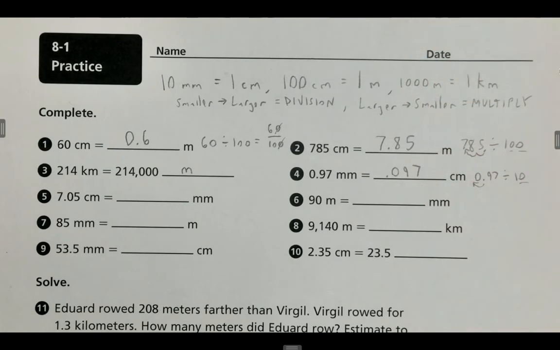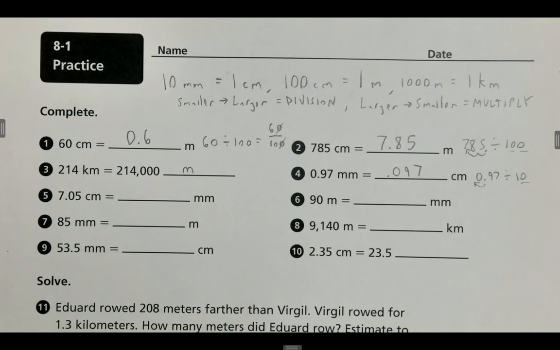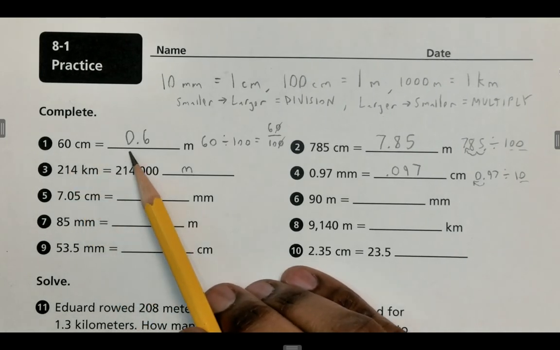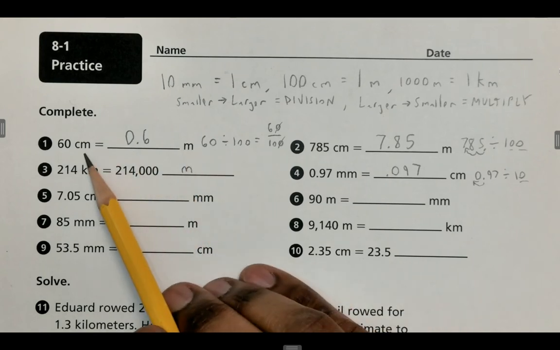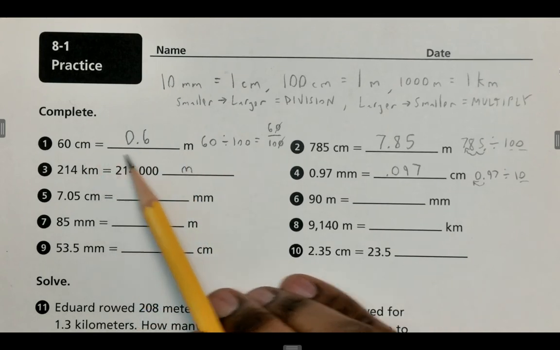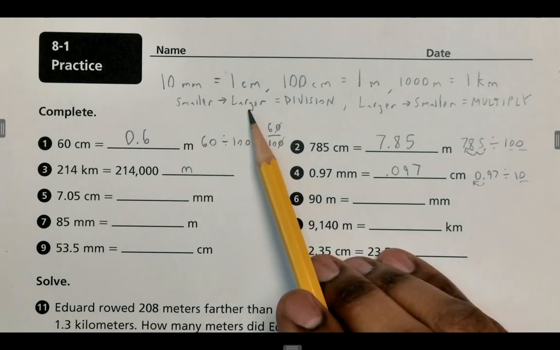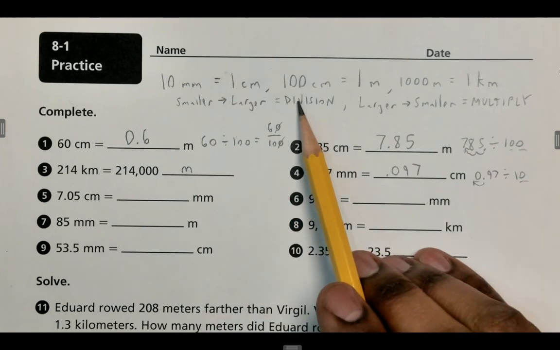Okay. I've worked out the first four. Let's take a look at them together. Number one, 60 centimeters equals how many meters? Well, here I'm starting with centimeters and I'm converting it to meters. So I'm going smaller to larger. Smaller to larger means division.